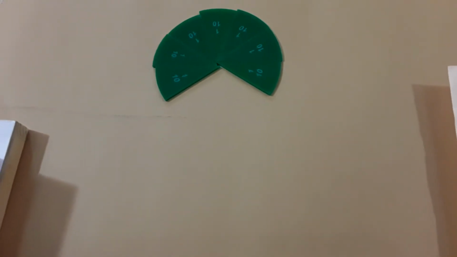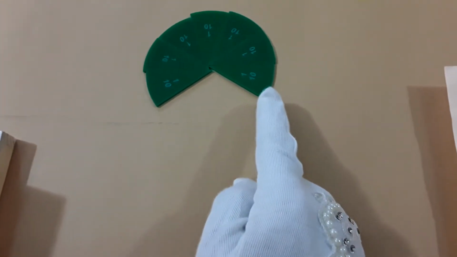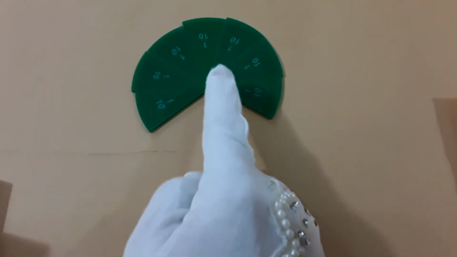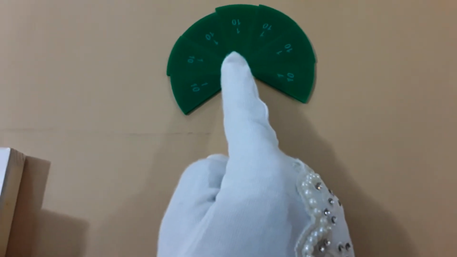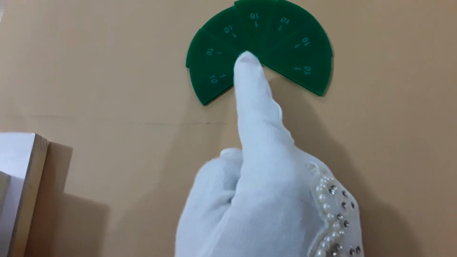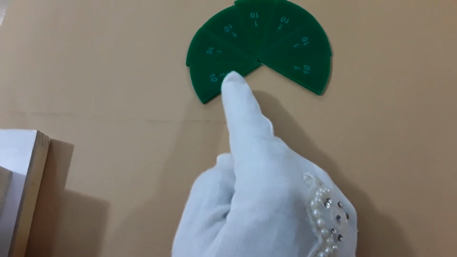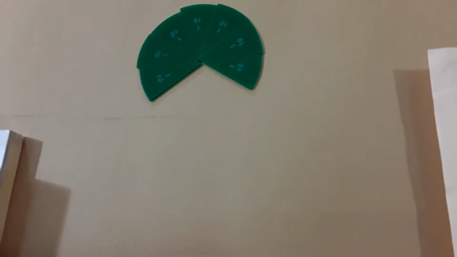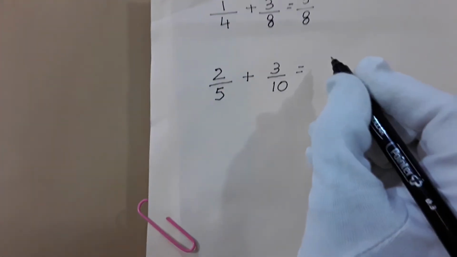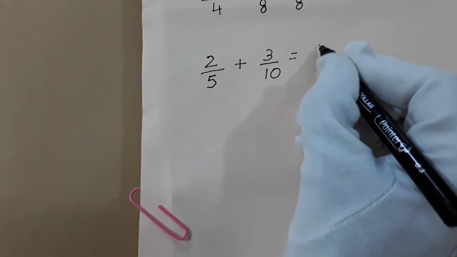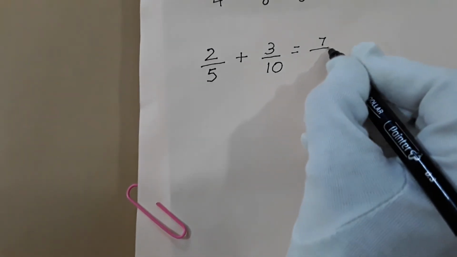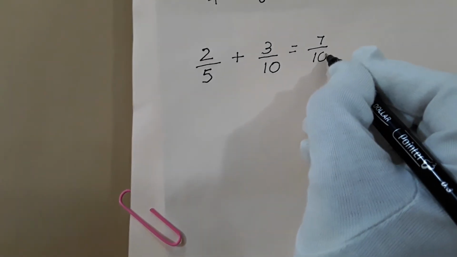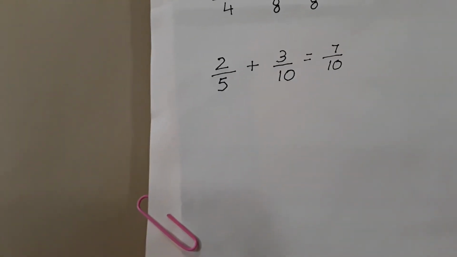Let's count how many tens we have. 1/10, 2/10, 3/10, 4/10, 5/10, 6/10, 7/10. Okay. So the answer would be 2/5 + 3/10 = 7/10. That's the answer.